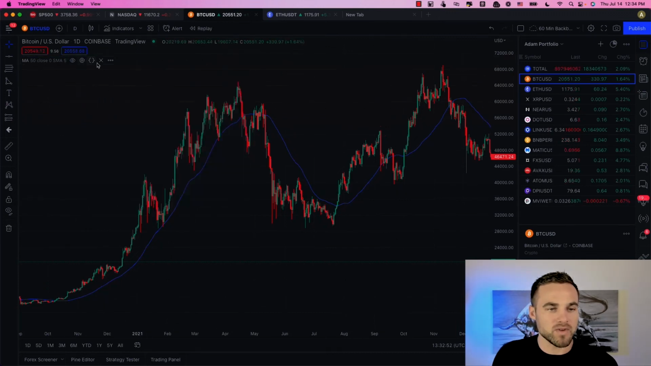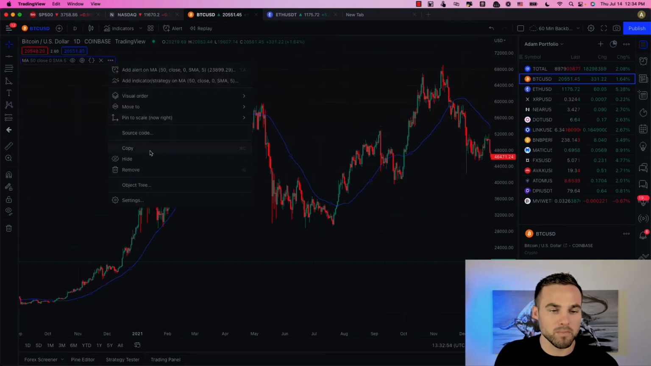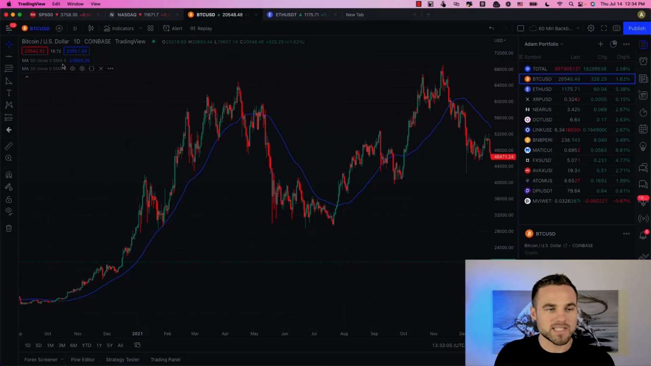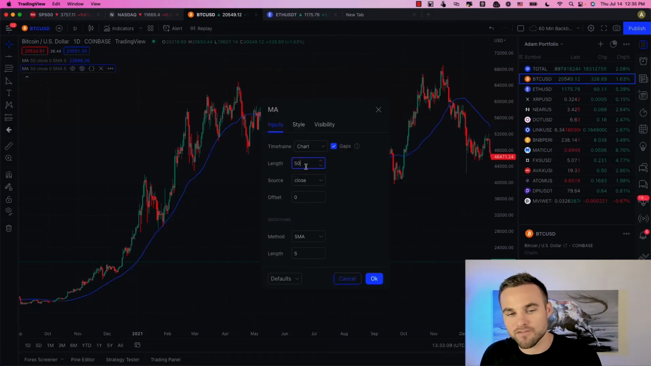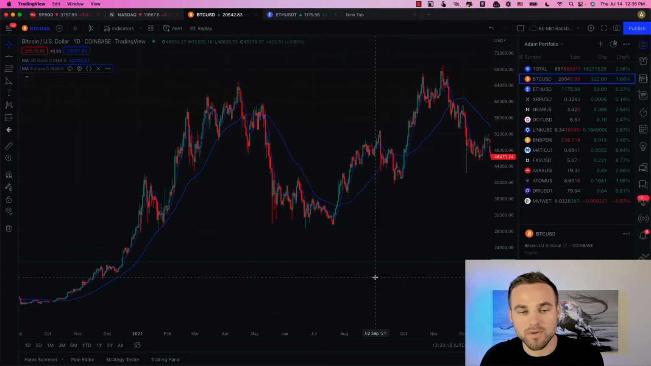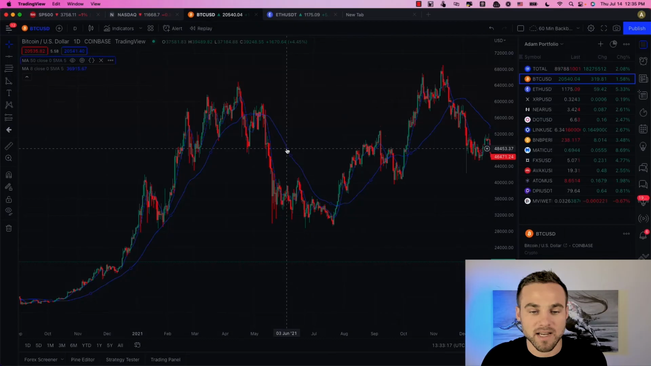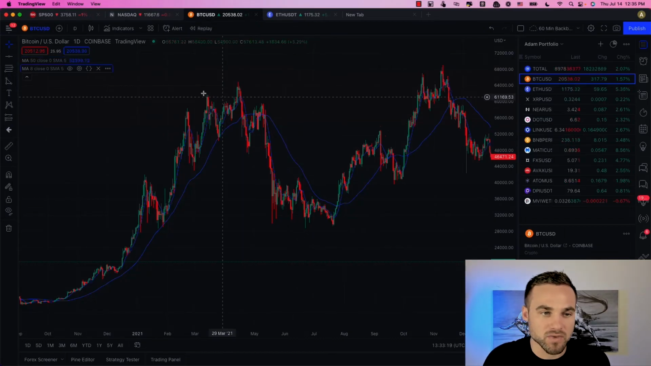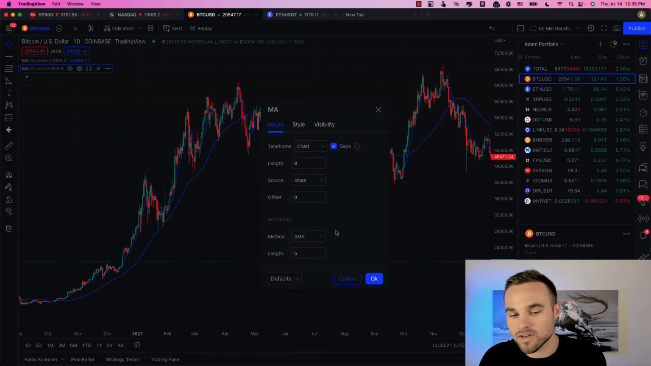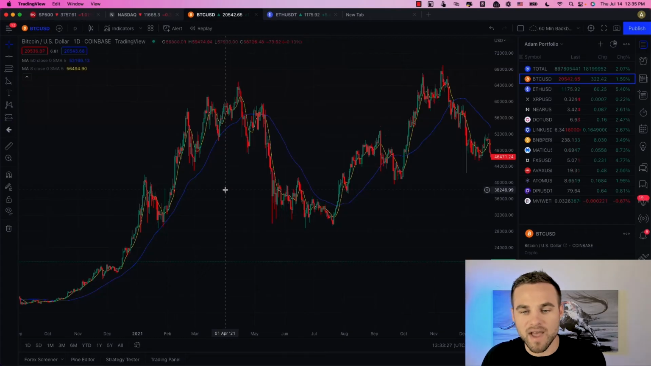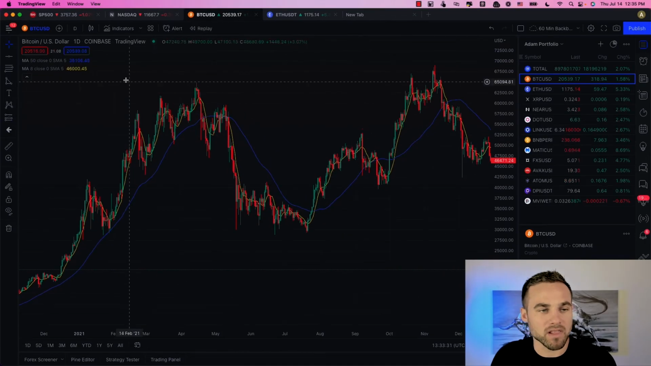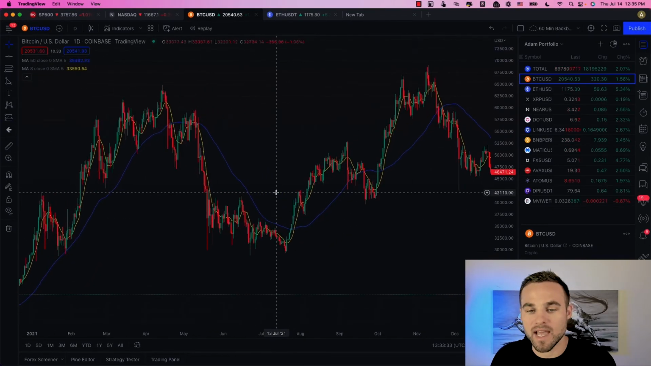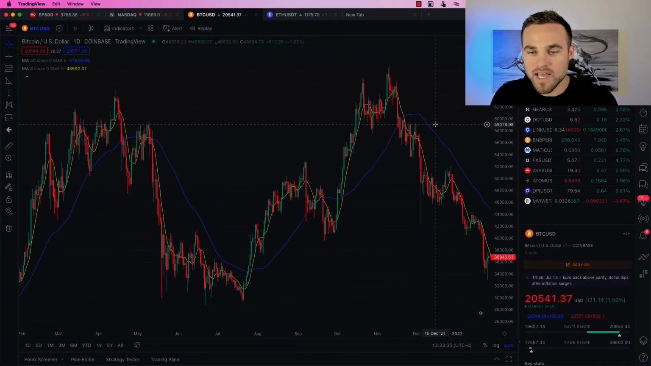Now, one other thing you can do is put on two moving averages. You can see that I've now put on two moving averages, and I'm just going to change this. Let's say I want to make this an 8 moving average. Now I have two lines, and I can change the color of this fast one to something else. Now I have the fast one as yellow and the longer one as 50. Another way you can trade this is when the lines cross.